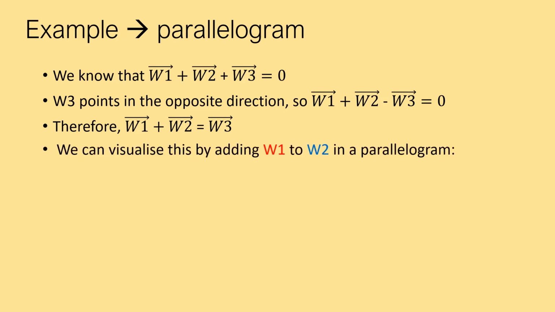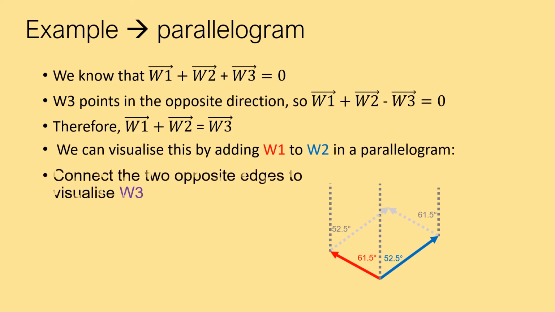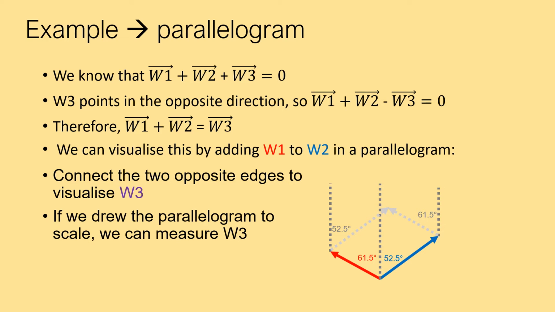So we can do this by adding W1, W2 into a parallelogram, and this will give us W3. There's weight 1, there's weight 2. We know these angles, 61.5 and 52.5. We draw the rest of the parallelogram. There we go. Put those angles back in, and then we can simply connect the opposite edges, and this visualizes our weight 3. And if we draw on that to scale, we can actually measure weight 3.